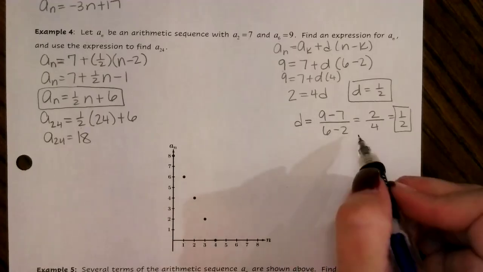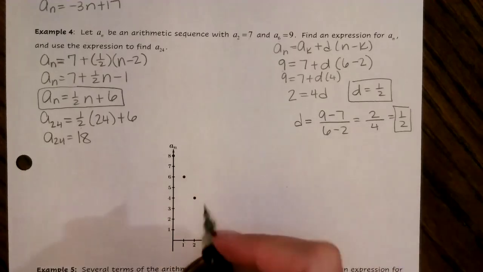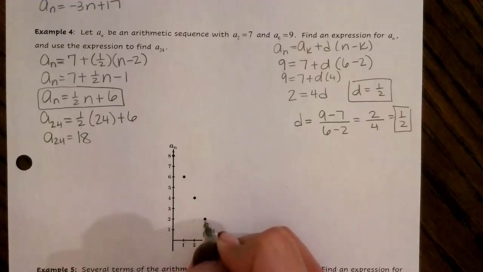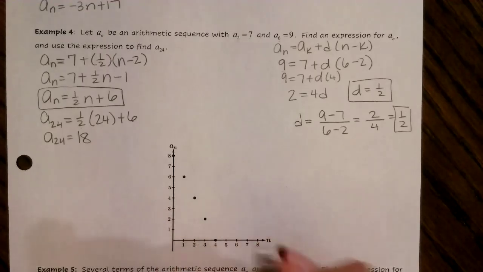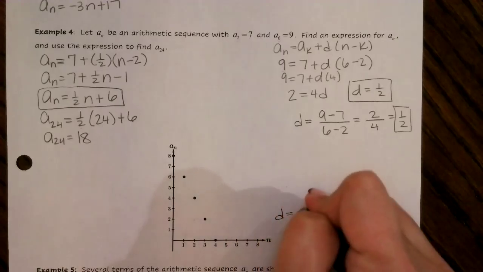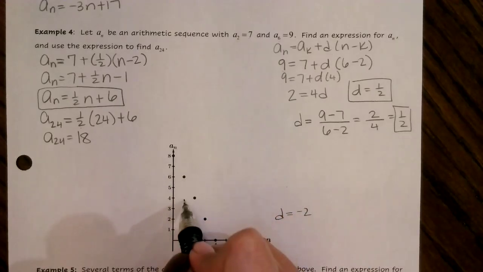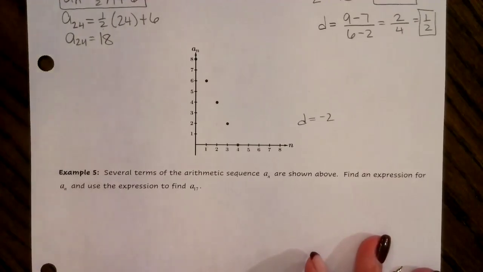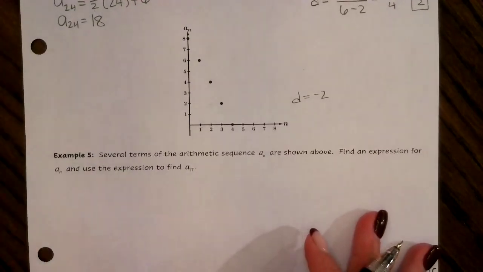Now, with my differences in y's over the difference in x's, I can count that right off the graph here. I went down 2 and over 1, and so I can see that the difference is -2. And so that's gone down 2 over 1, gone down 2 over 1 each time. So that's my common difference. So I've got that part already here. Now I'm ready to write my equation.